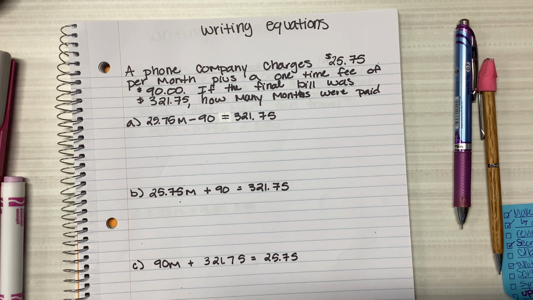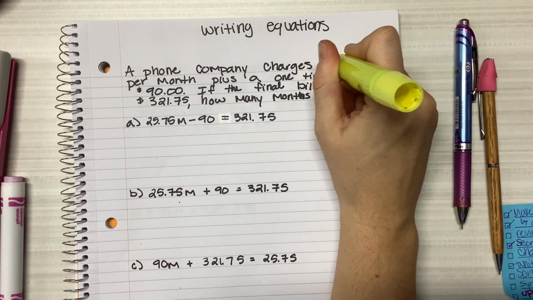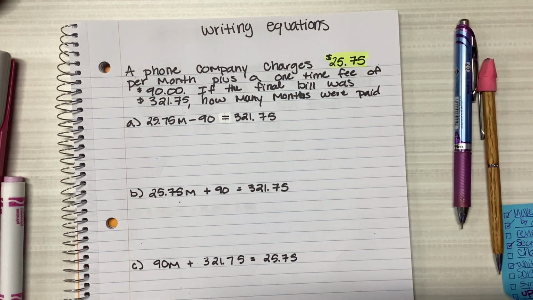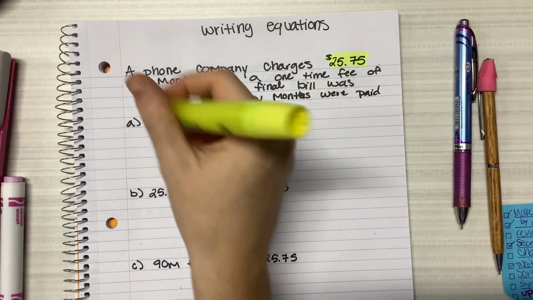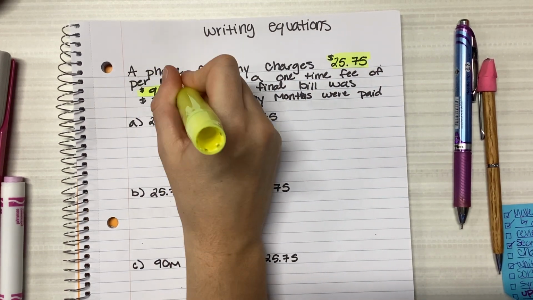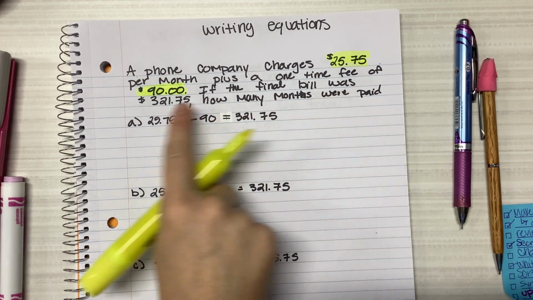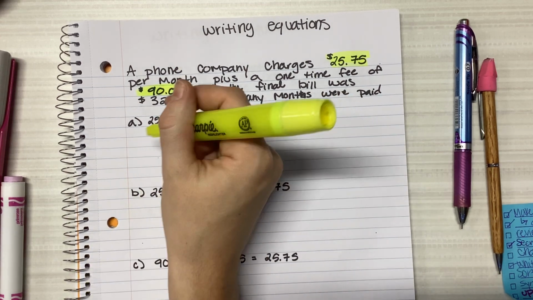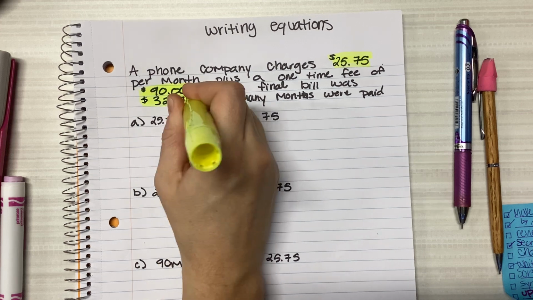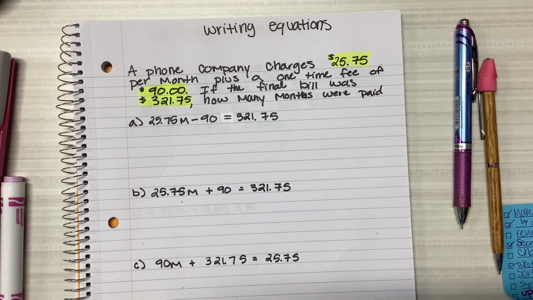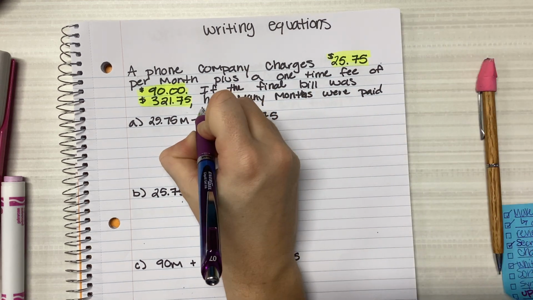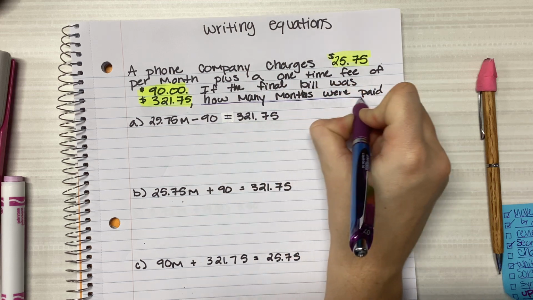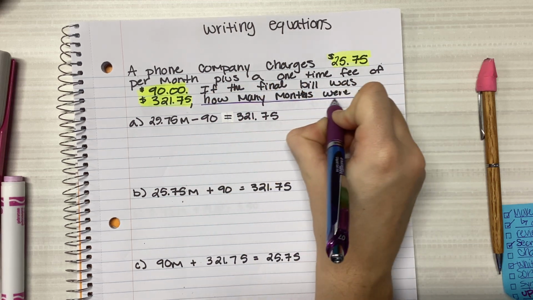All right, so it says a phone company charges $25.75 per month plus a one-time fee of $90. If the final bill was $321.75, how many months were paid? So after I've circled and highlighted important numbers, I'm going to underline my question. How many months were paid? So we are looking for the number of months.